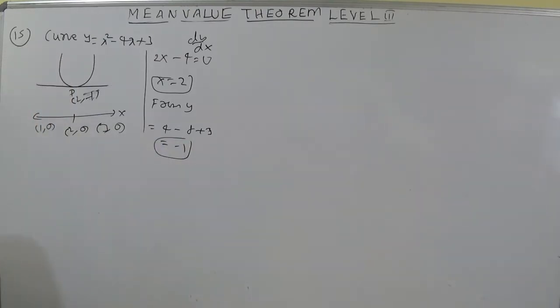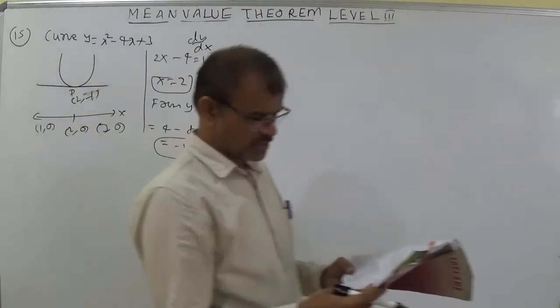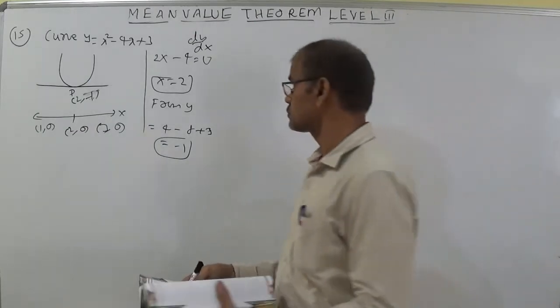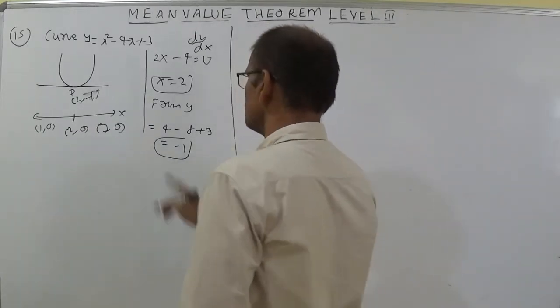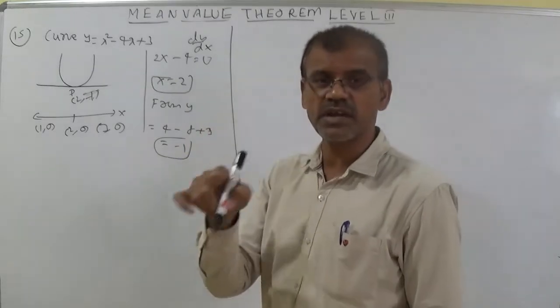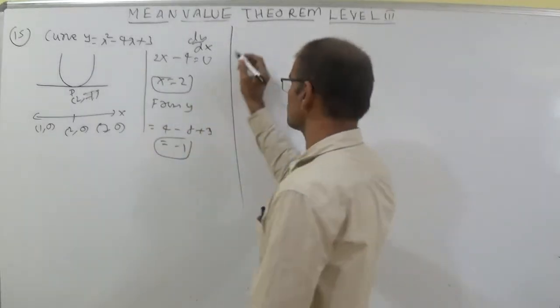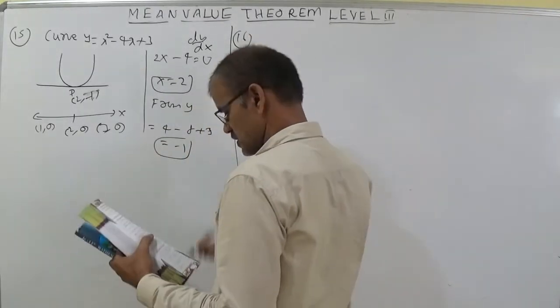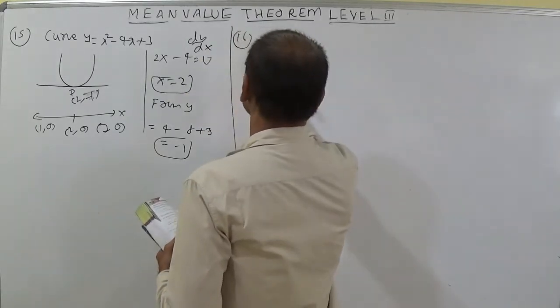Minus 1 is the second option. The 15th one is an easy question, depending upon the geometrical interpretation of Rolle's theorem. Now the 16th one.